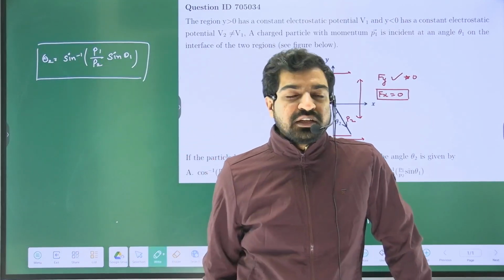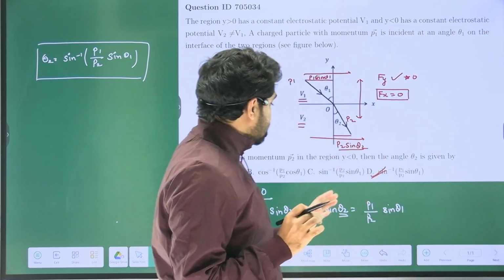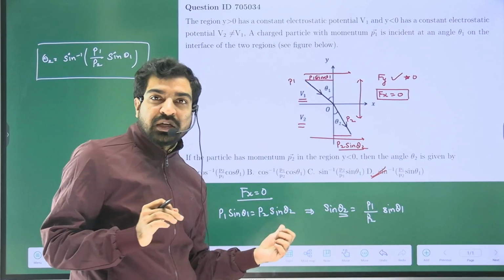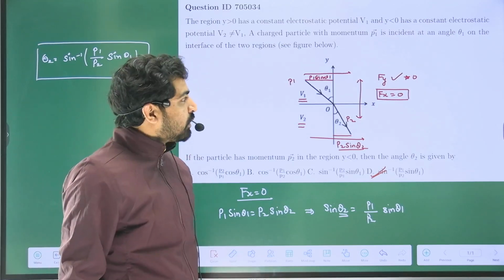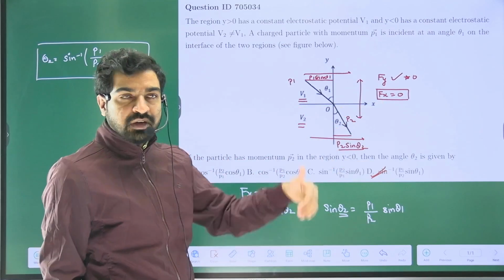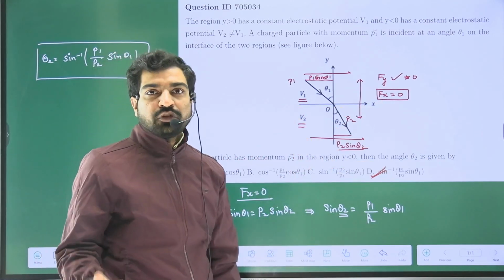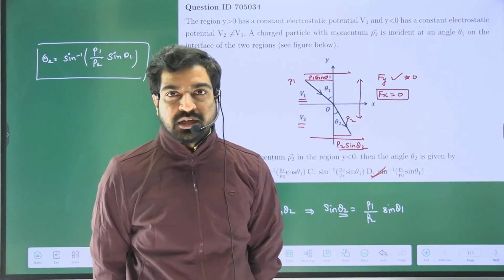The question was easy, but the important point is finding the relationship between P1 and P2 in terms of θ1 and θ2, and that comes from the principle of linear momentum, from the concept that the net force in the x direction is 0. However, in the y direction there will be some force because of the potential difference. Okay, so option 4 is the correct answer. Okay, bye bye.